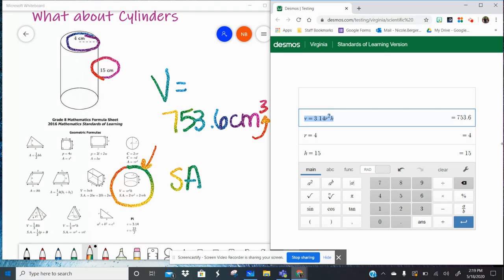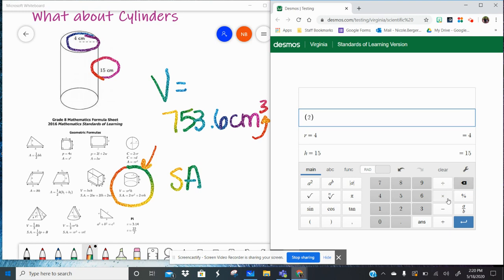Now, here's a little trick with the Desmos calculator. So you see the surface area has 2 pi r squared plus 2 pi r h. I like to put those two separate things in parentheses. It's not really mandatory, but it just makes me feel better about what's happening. So I make sure they're all clustered together, so I can ensure that order of operations is really taking place.